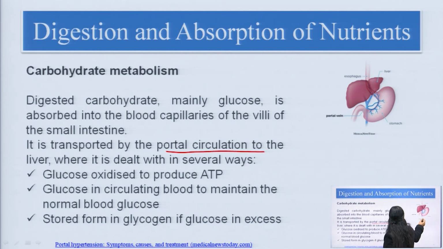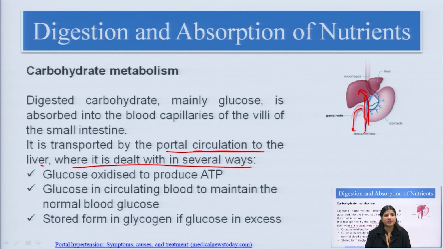So, we will see here, this is the stomach, and from there the small intestine will start. Here we can see the portal vein, the portal circulation. All of your glucose, meaning the absorbed form, will be transported by the portal circulation into the liver. From absorption, it goes through this portal vein and comes to the liver, where it is dealt with in several ways.